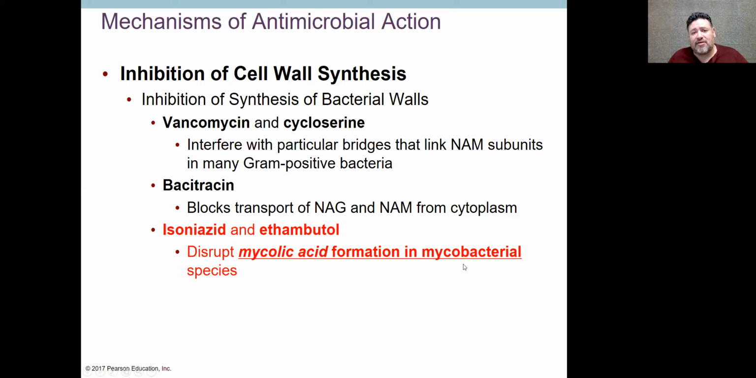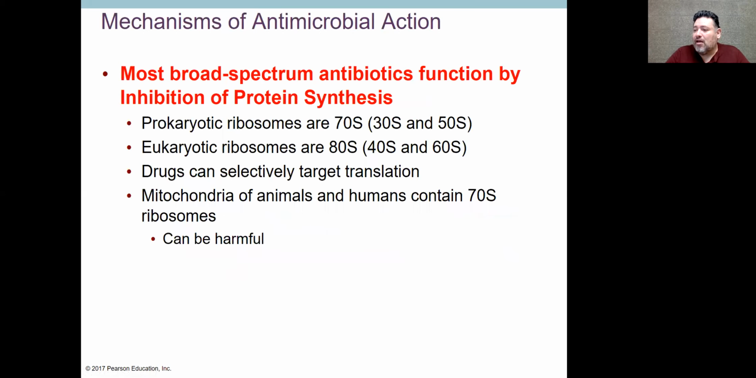So we are talking about tuberculosis. We're talking about leprosy. Okay, those are mycobacteria. And so we have this isoniazid and ethambutol, okay? And what they do is that they disrupt the synthesis of this mycolic acid, this waxy wall, and it makes these mycobacteria susceptible to the environment, okay? This is very specific, but then again, we're targeting a very specific type of an organism, a mycobacteria.